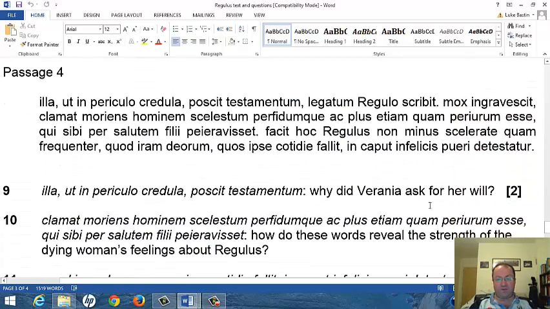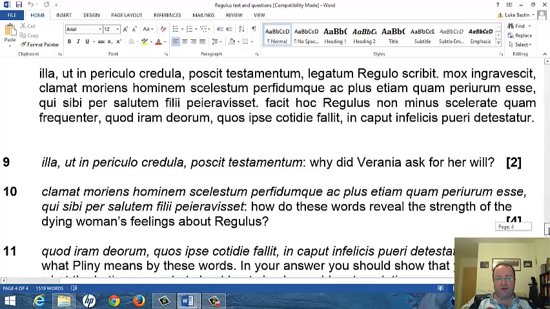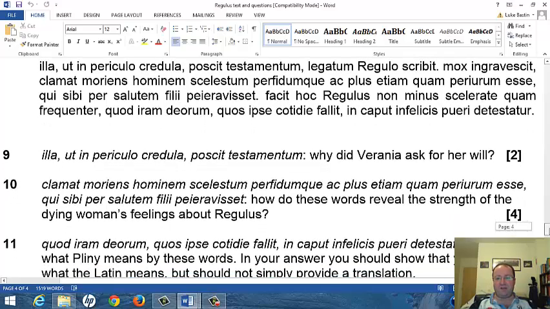Let's move on to passage number 4. There's only 2 more, you'll be pleased to know. So illa ut in periculo credula poscit testamentum. Okay, well, of course, what's the background before we dive into this? The background to this is that Regulus is going to tell her that, you know, she needs to do certain things.